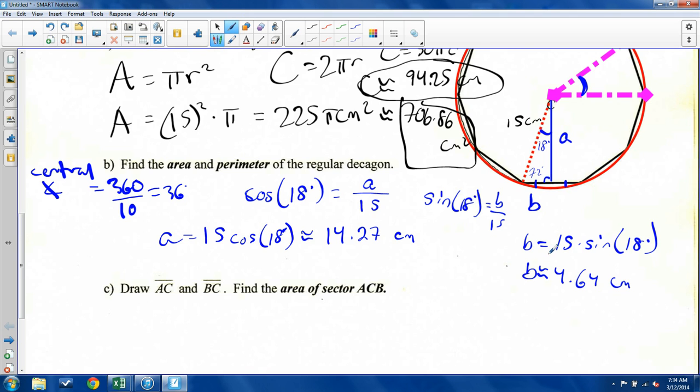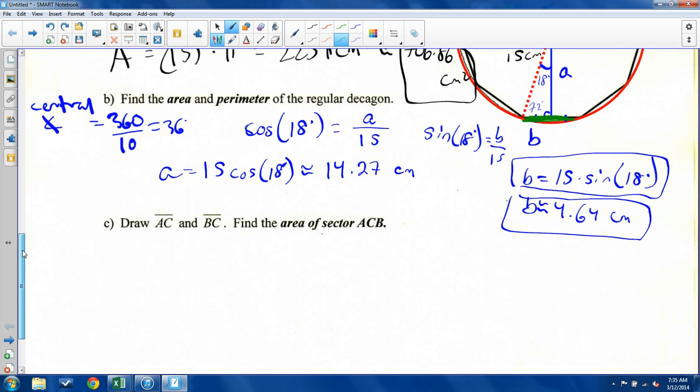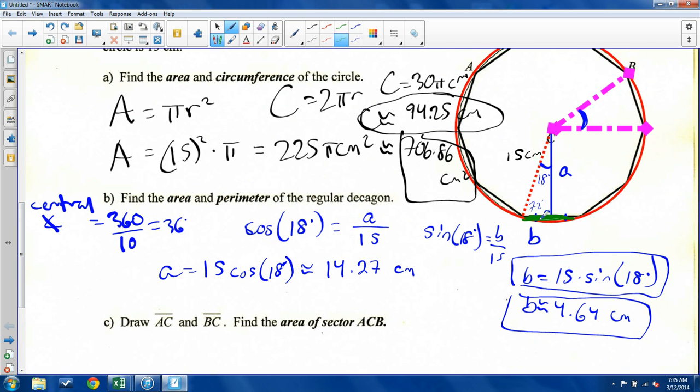Now what I'm going to do, and what you should do, and this is what I was talking about, is this is an exact number. This is an approximation. If I take B and multiply it by 2, then I'll get the length of one entire side, because B is only half a side. So make sure you keep that in mind when you're doing this right triangle business. B is only half a side, multiply by 2, I get the side.